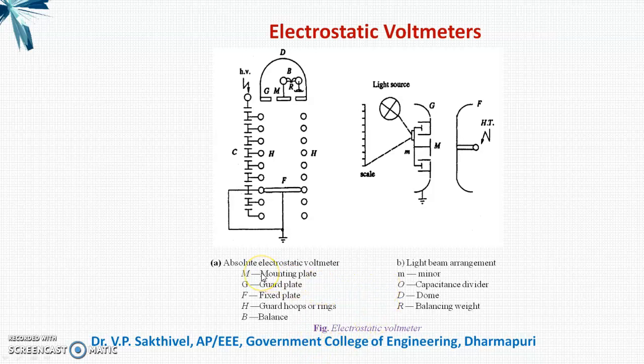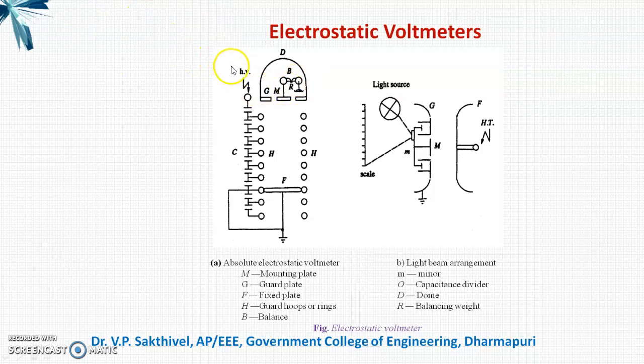Okay, first one, it shows the absolute electrostatic voltmeter. This is the fixed plate. Here H is the rings, and here B is the balancing. Based on the applied voltage, it is going to vary.